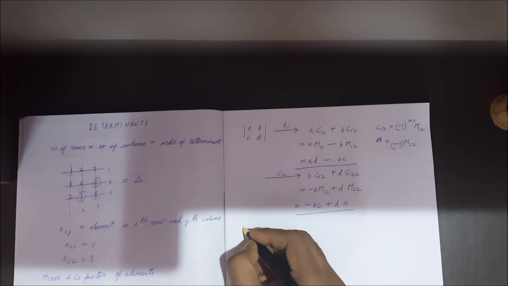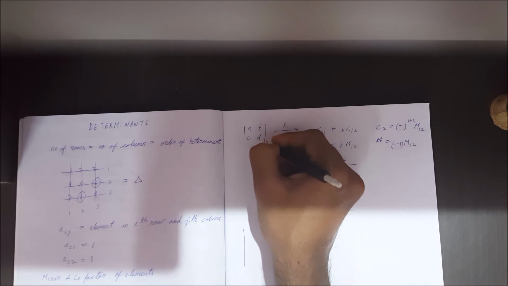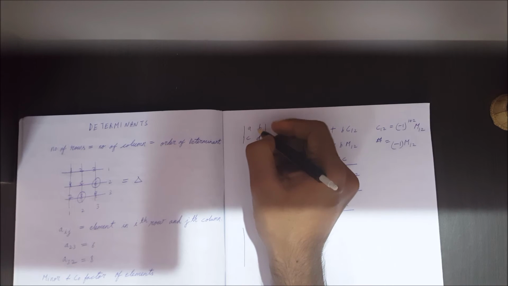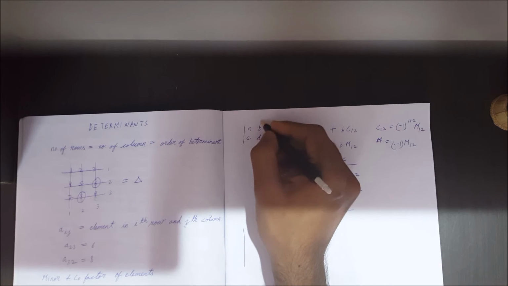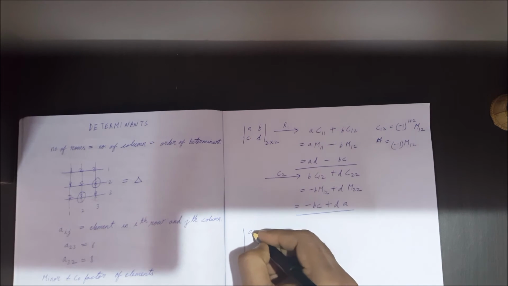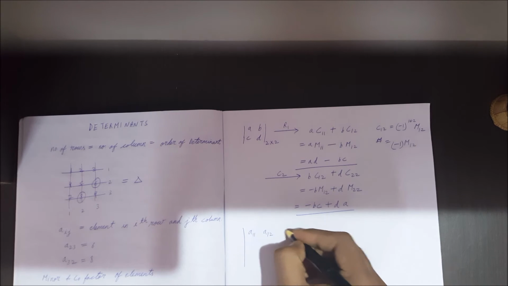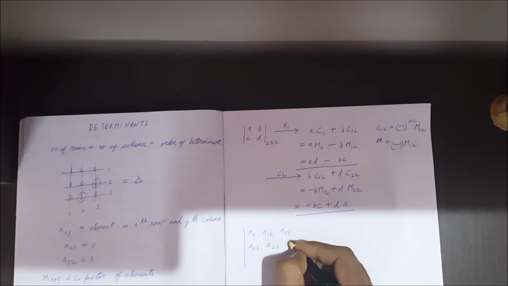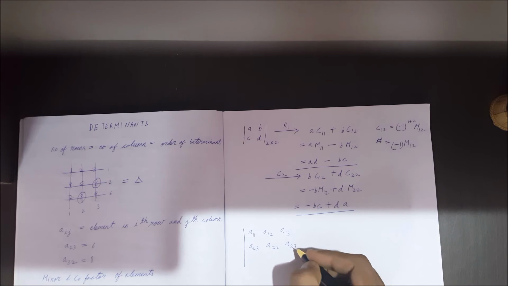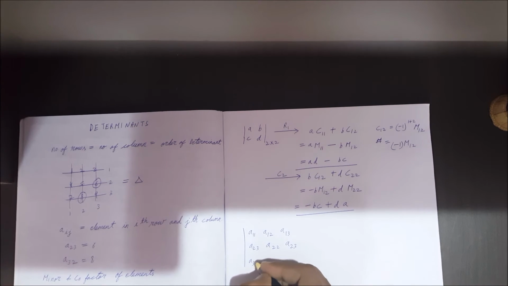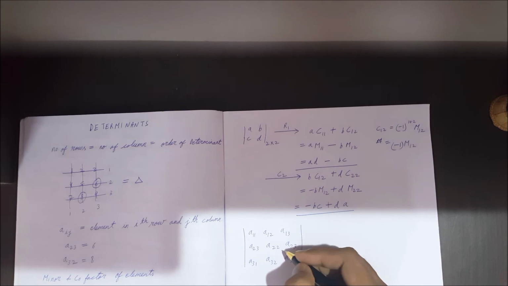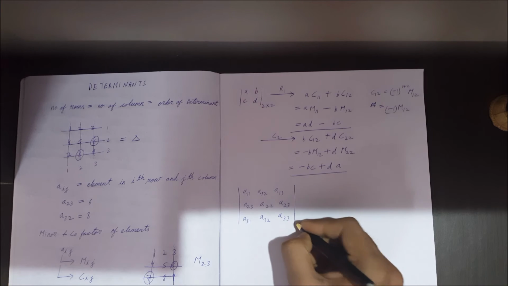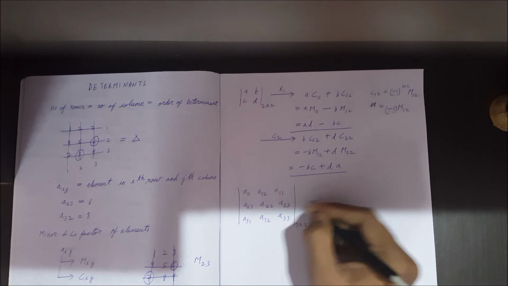Likewise, we can expand a determinant of order 3 by 3. We have 3 rows and 3 columns, so we can write it as a11, a12, a13, a21, a22, a23, a31, a32, a33. This is the determinant of order 3 by 3.